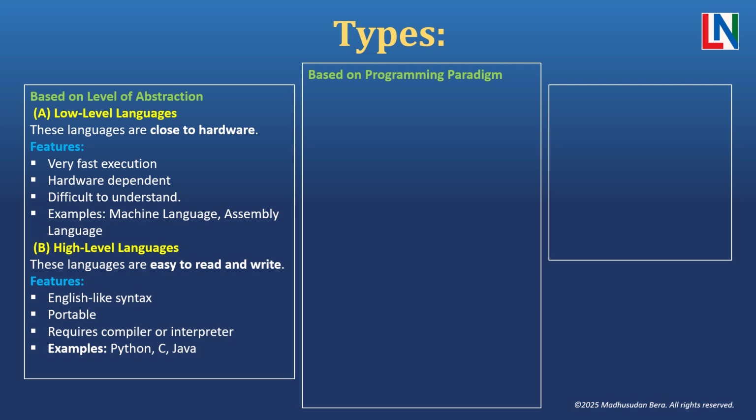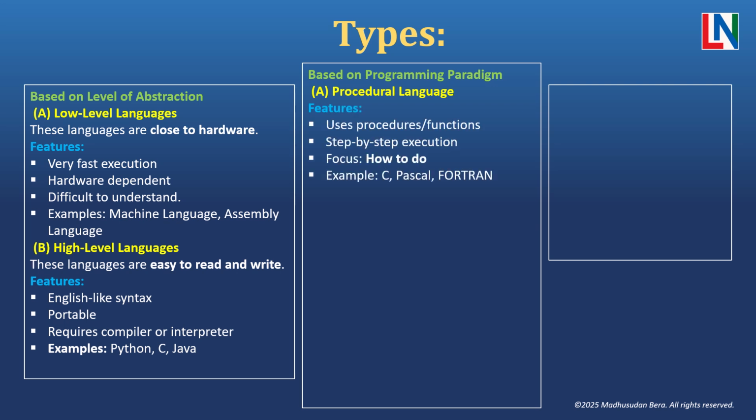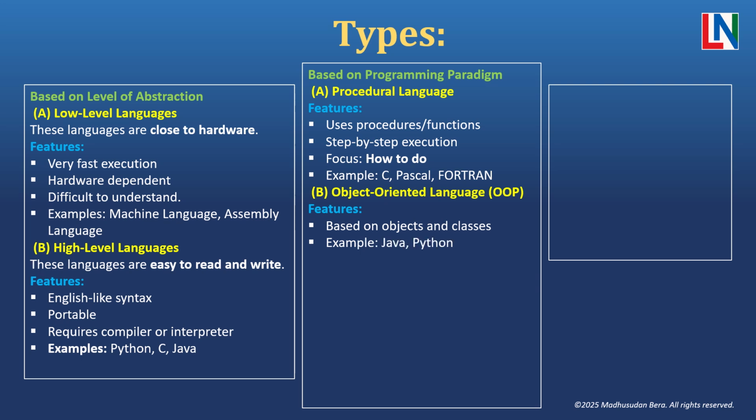Types based on programming paradigm. Procedural language. Features: it uses procedures or functions, and step-by-step execution is done here. Focus: how to do. Examples: C, Pascal, Fortran, etc. Next one is object-oriented programming language. Features: based on objects and classes. Examples: Java, Python.